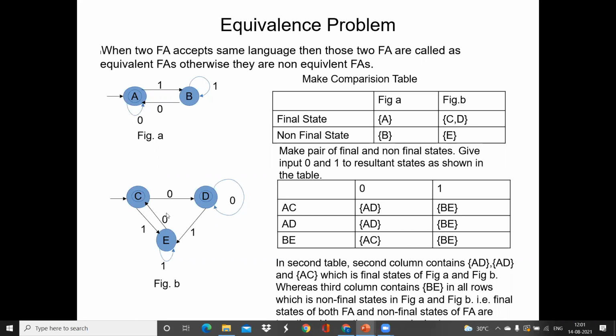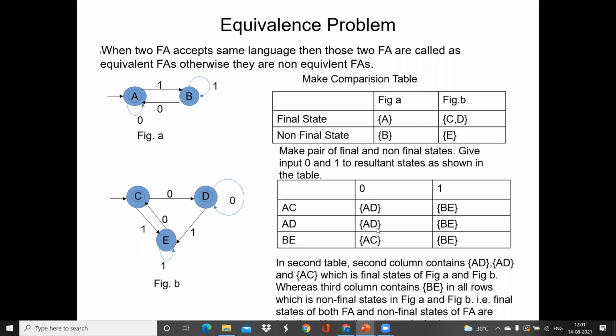To C, you give input 0, you are transiting to D. So that is the reason here it is D. Now to A, give input 1, you are traveling to B. So that is the reason here it is B. To C, you give input 1, you are moving to E. Likewise, you give 0 and 1 inputs to the remaining two pairs. And this is the output you will get here.